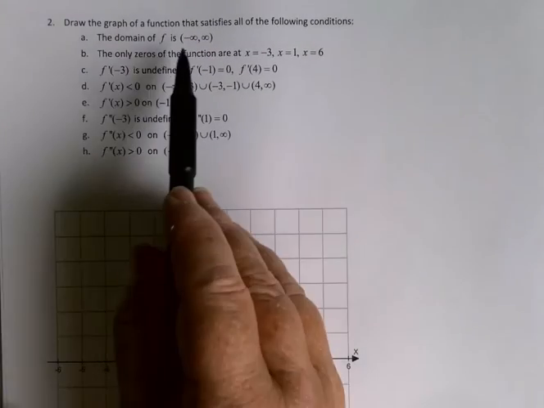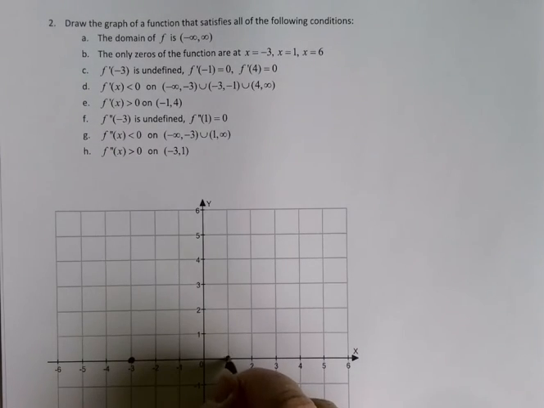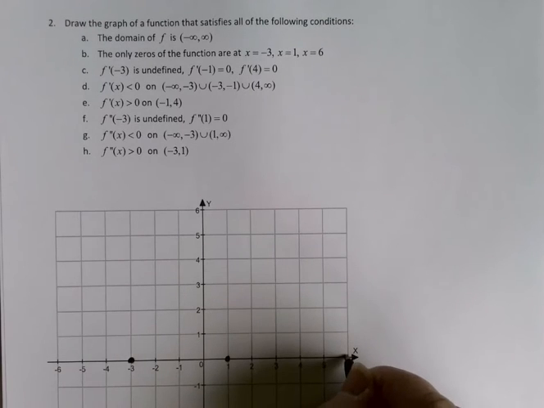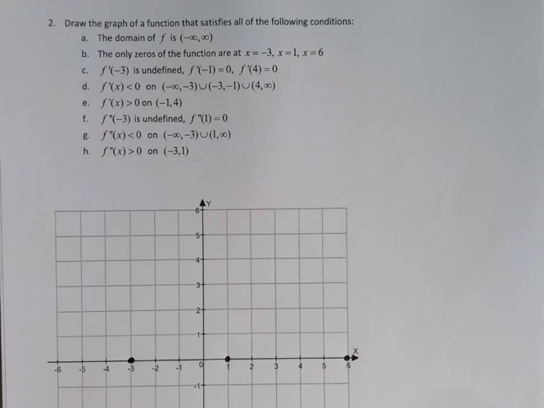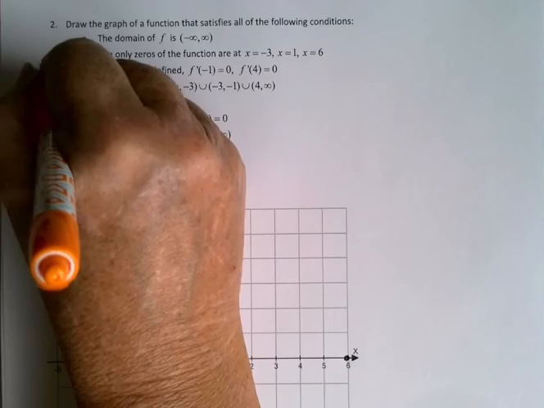So our domain here, negative infinity to infinity, and this time they tell me there are three zeros for this function. At negative 3, at 1, and at 6. So I can plot those right away. All right, some first derivative test information right here.